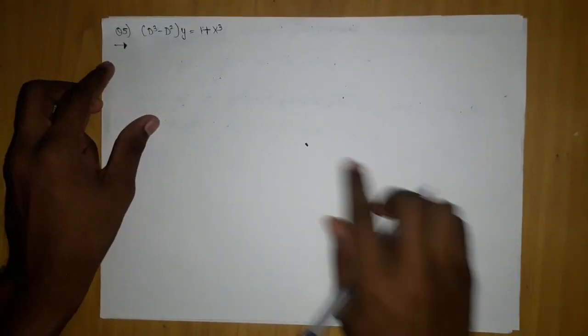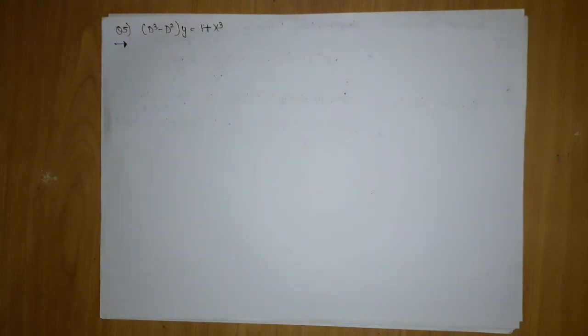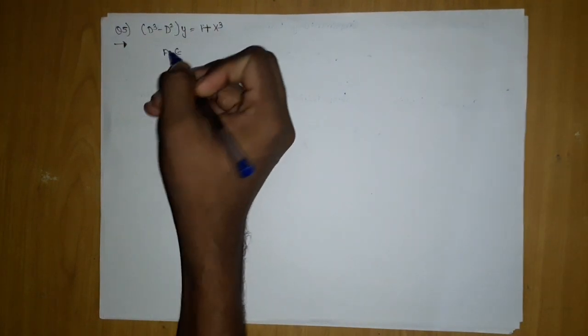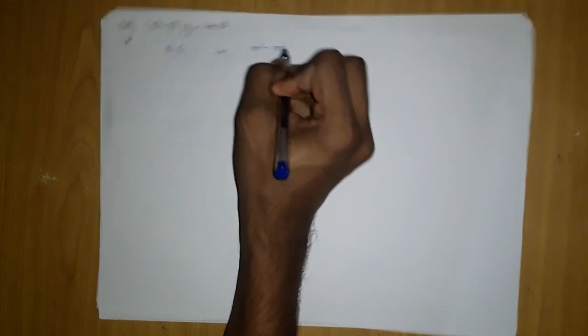Now let's move on to the next question. The next question which we are going to take is this one. The question says (D cube minus D square) y equals 1 plus x cube. For its solution, first try to get the auxiliary equation, which is nothing but m cube minus m square equals 0.